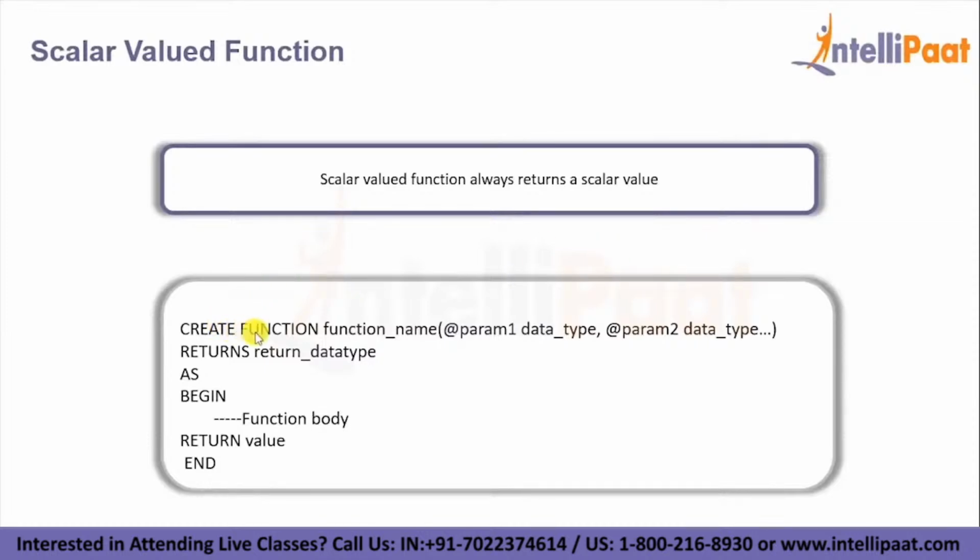So we'll type create function and then we'll give the function name. And inside the parenthesis, we'll specify the names of the parameters and their data types. And since the function is going to return a value, we'll type the returns keyword and specify the type of data which will be returned. After that, we'll type as begin.